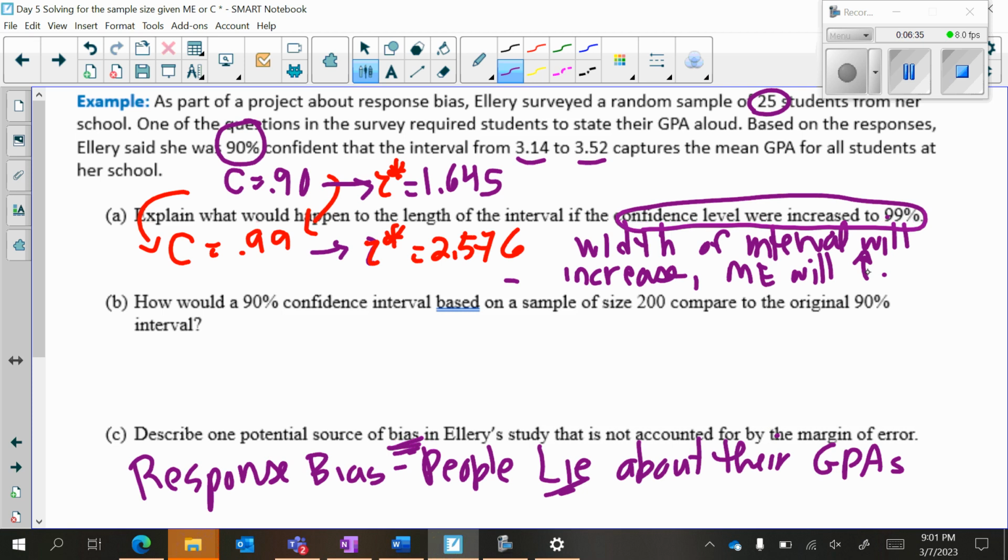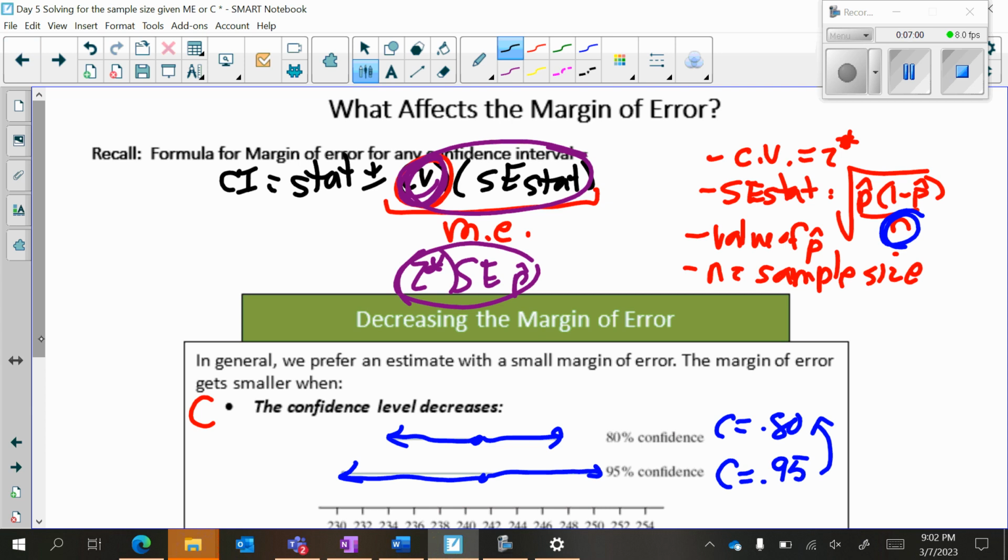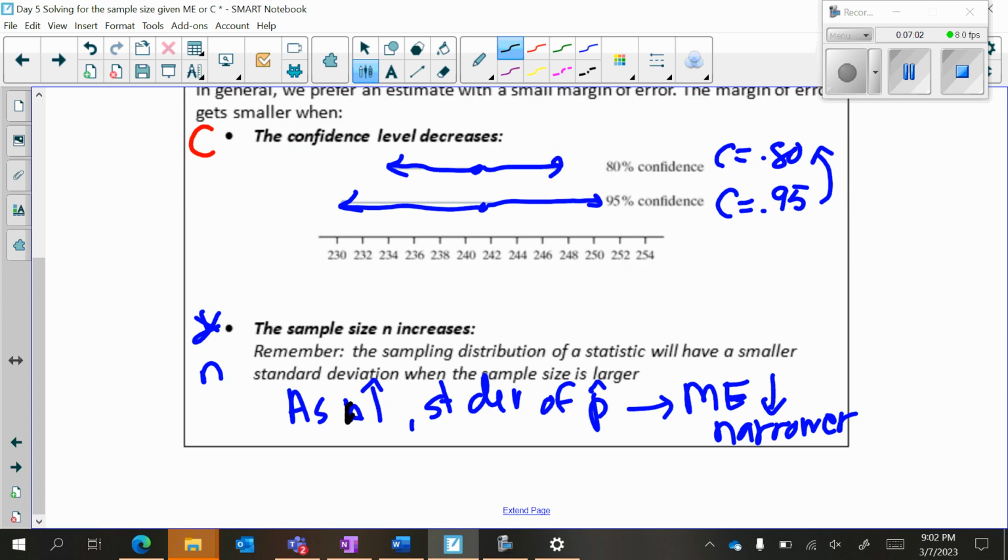How does a 90% confidence interval based on a sample of size 200 compare to the original 90% interval? So the original interval, if you recall, was 25 for the sample size. And now we're going to increase it to a sample of size 200. Okay, so remember we said on the previous page, if we go to the second bullet point, as we increase the sample size, the standard deviation decreases. If the standard deviation decreases, the margin of error gets narrower and the interval gets narrower.